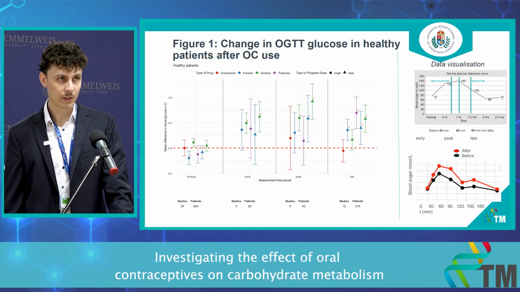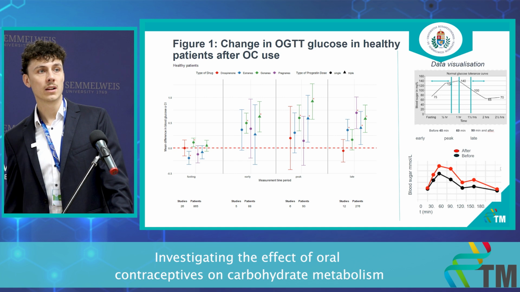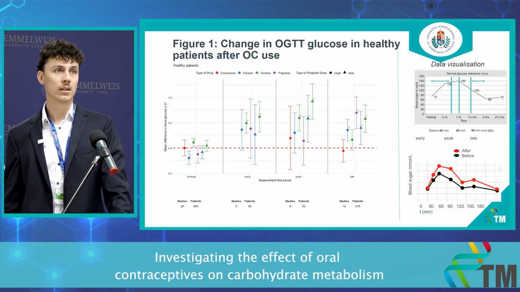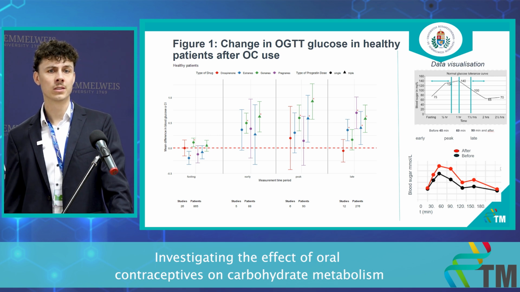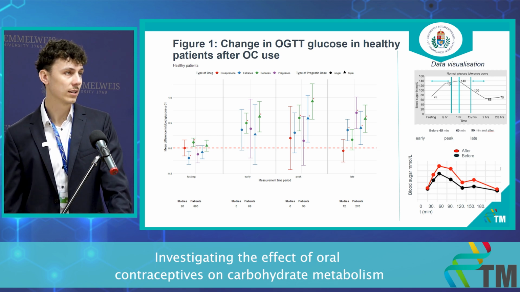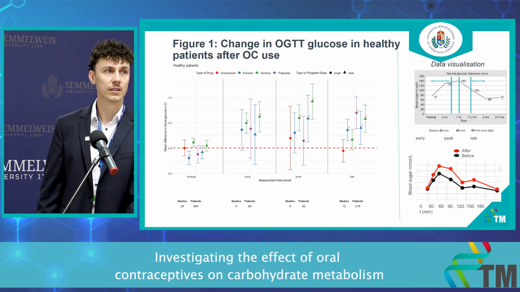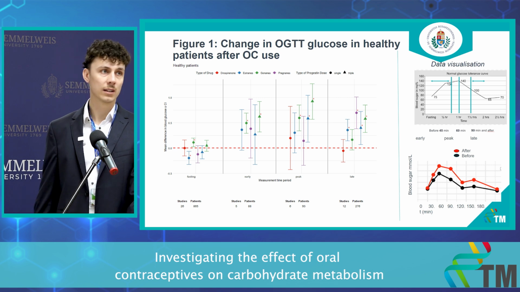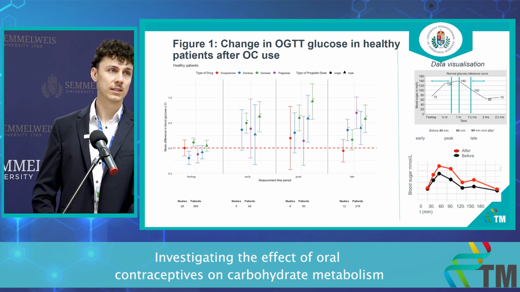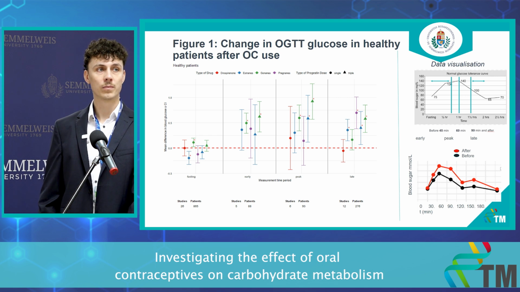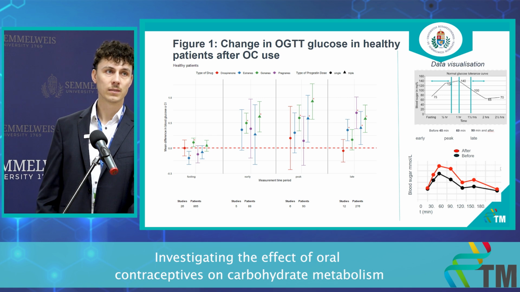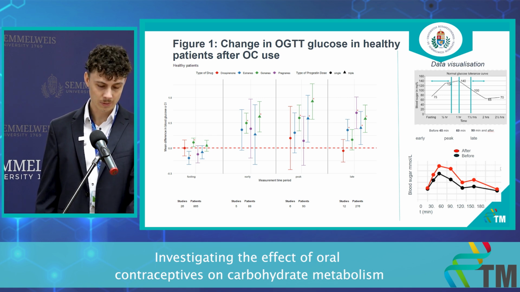Without getting into too much detail on this diagram, the colors represent the different types of compounds. The circles represent monophasic drugs, and the triangles represent triphasic drugs. Without going into too much detail again, we can see that for monophasic and triphasic drugs there isn't really a difference between the two. Maybe triphasic drugs elevate blood glucose a little bit more.